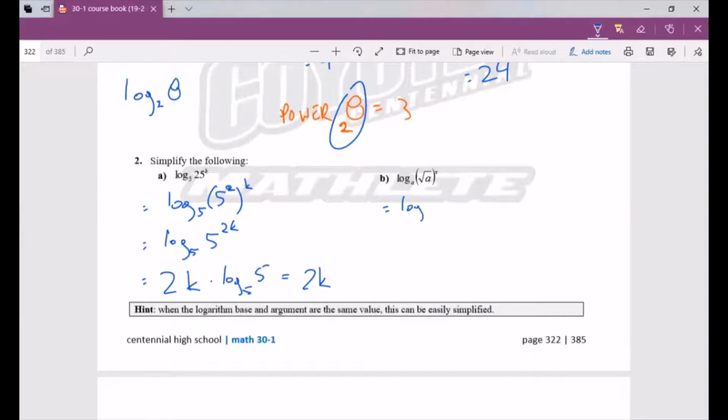In part B, this is the logarithm of a to the 1/2 x. This is all base a. That exponent is x over 2. We bring that down front. There it is. This is equal to x over 2. Hint, when the logarithm base and argument are the same value, this can be easily simplified.